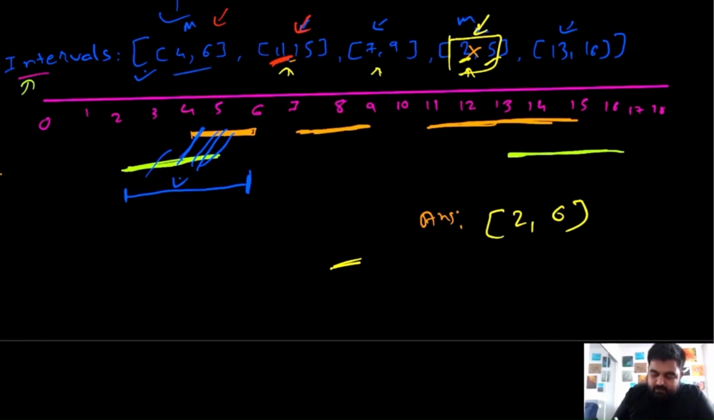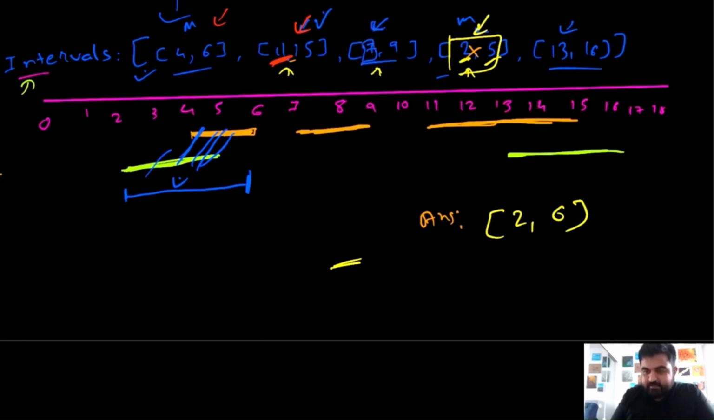So 11 does not fall between 4 to 6, 11 does not fall between 7 to 9, 11 does not fall between 2 to 5, and 11 does not fall between 13 to 16. So far we are good. This 11 to 15 is okay, we don't have any issue with that. Now we again check for the 7 to 9.